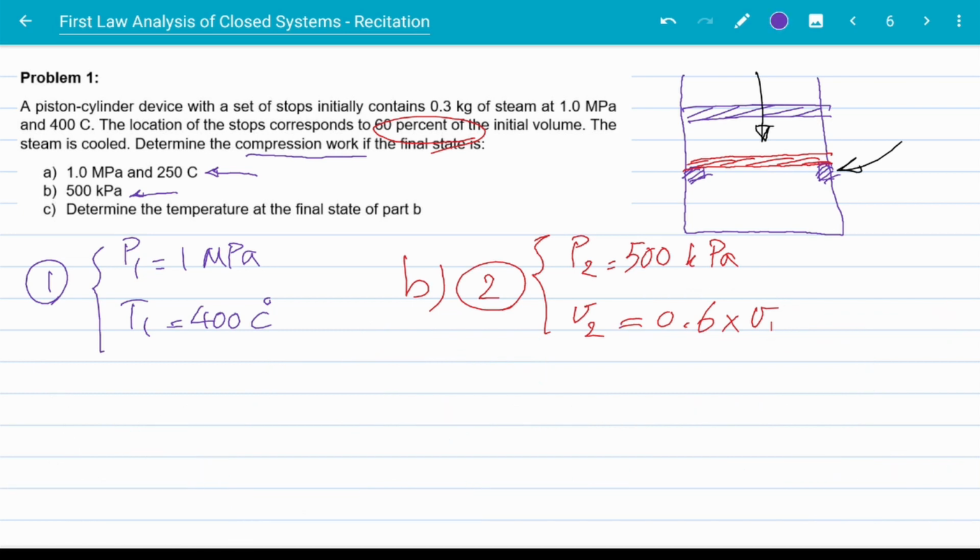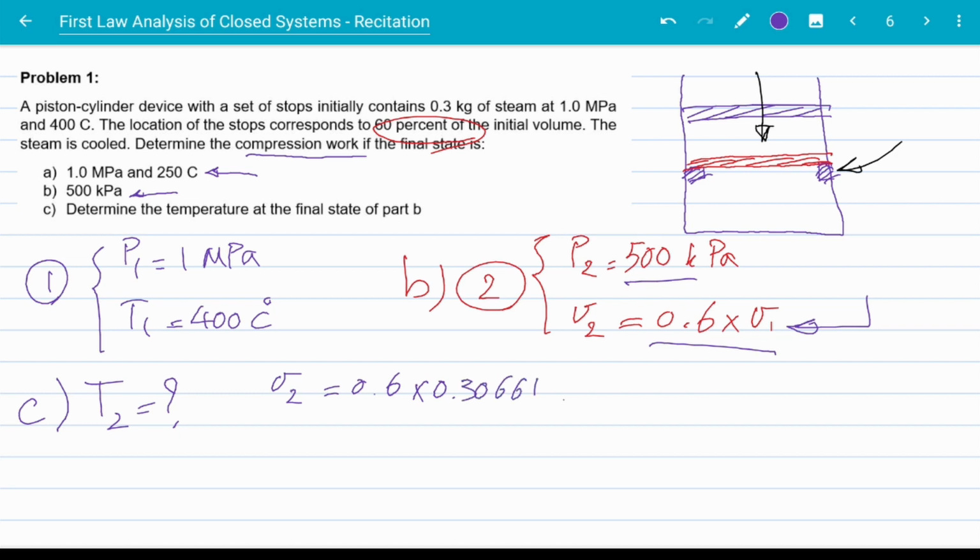All right, so for part C, the problem asks for the temperature at the final state of part B. So we're still at 500 kilopascals and the volume is still 0.6 times the specific volume of the initial state. We are asked to find the temperature. So what is T2? So let's get to work. Let's start with the specific volume at the final state. So specific volume 2 is 0.6 times the specific volume initially, which is 0.30661. This will give us 0.18396 meters cubed per kilogram.